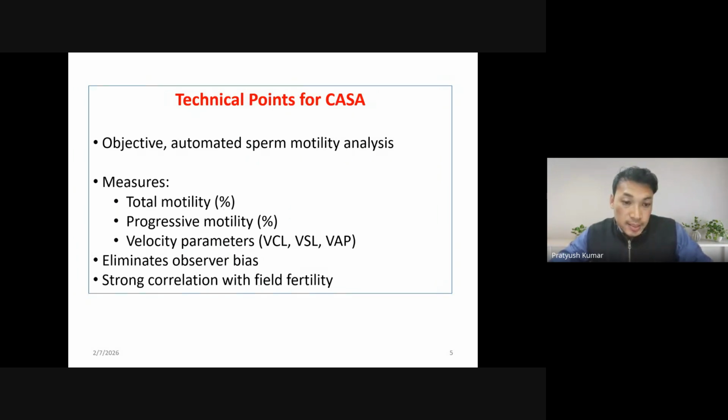And it eliminates observer bias. As I said, in a manual test we look through the microscope with the naked eye and just assume 70% motility or 50% motility, but CASA gives the accuracy. It also gives correlation with field fertility. Based on the CASA parameters, we can see how good the semen quality is, and it may indicate the conception rate and bull fertility.